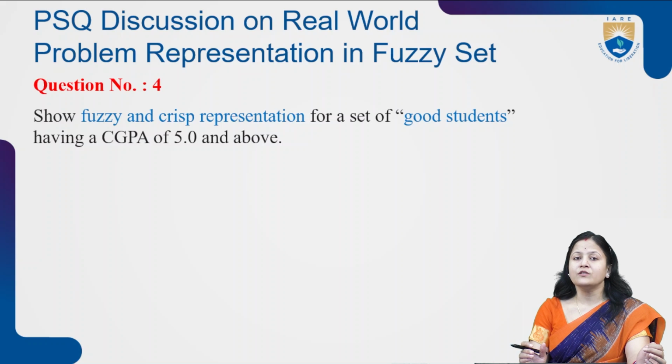Whereas in the case of the fuzzy representation, we cannot say that only the student who is scoring 5.0 or above is a good student. Then what about the student who is getting 4.9? That also we need to consider, whether he or she is a good student or probably a good student. That can be done. The thing which is uncertain or is close to the true value, that we can assign with the help of fuzzy membership values.